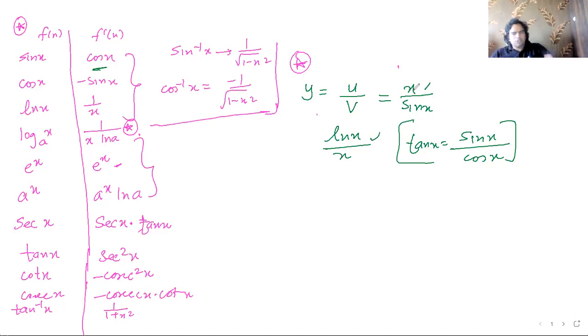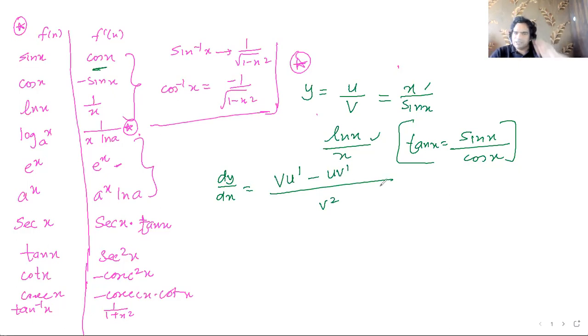So for the quotient rule, again, the formulas are all given in the data booklet. The product rule and quotient rule that we're talking about are all there in the data booklet. Now here, the dy by dx that you get will be 1 over v squared times vu dash minus uv dash. Here you have to be very careful that the numerator you take as u and the denominator you take as v.